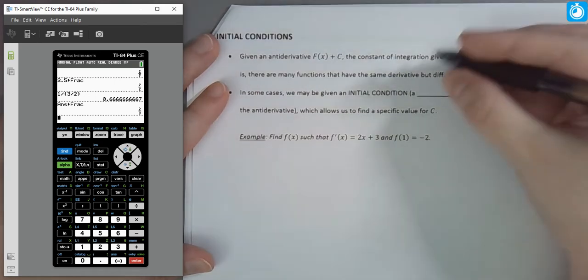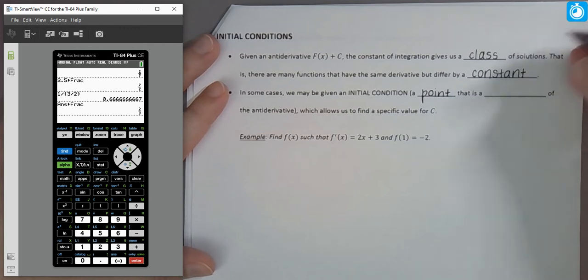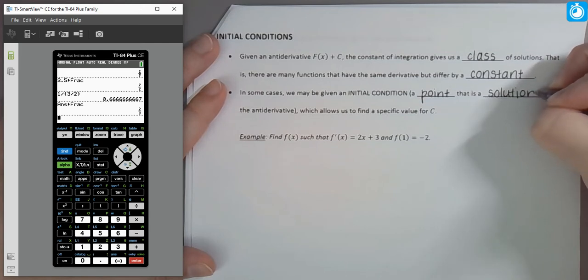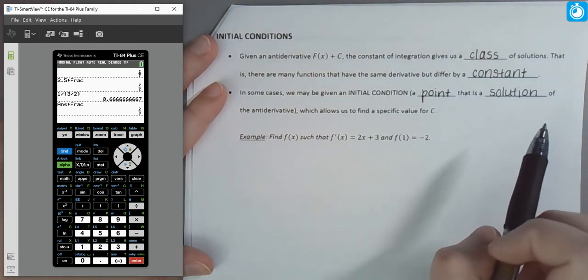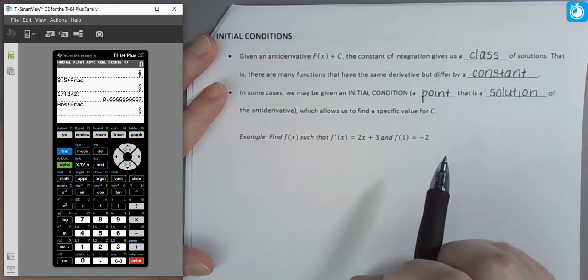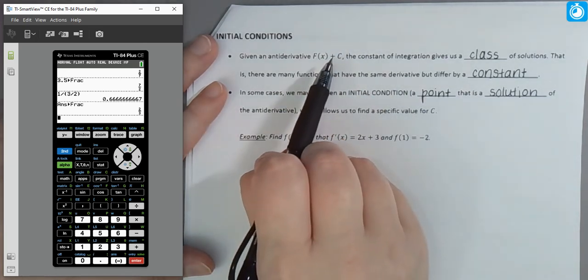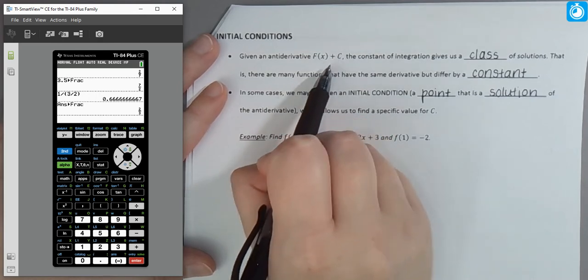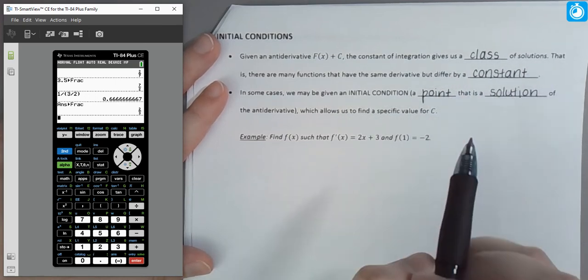What is an initial condition? We're going to think of it as a point, a combination of x and y values that is a solution of the antiderivative. In other words, it's a point that satisfies the function representing the antiderivative. If we're given this extra information about our function, that's going to allow us to solve for a specific value of C. So when we antidifferentiate in general, we have that plus C in order to indicate, again, if we were to reverse the process, differentiate, that differentiates to 0. And so we have a whole class of solutions that solve our antiderivative problem.